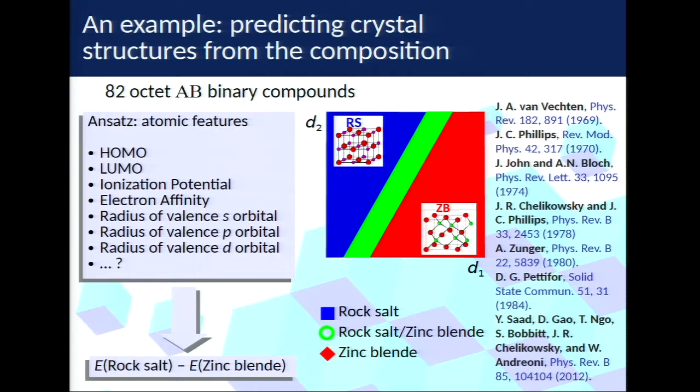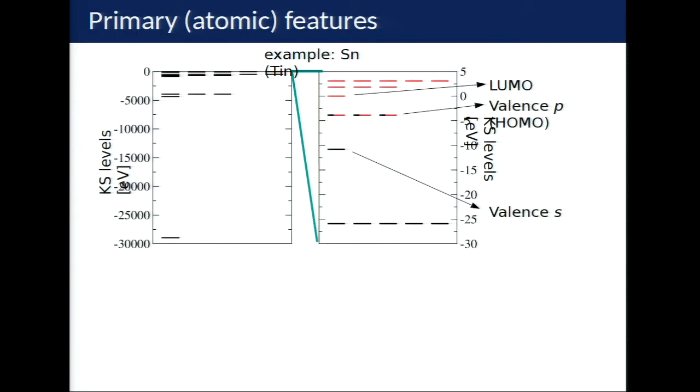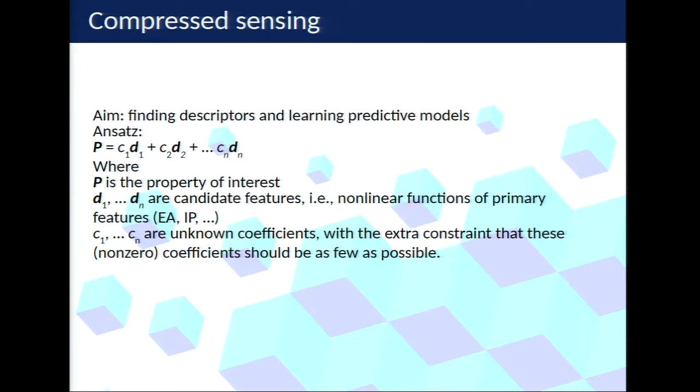I skip, very quickly, what are the Kohn-Sham values here. So 14, we focused on the valence Kohn-Sham levels. S and P, and these are the orbitals, and we took the radius where the orbital is maximum. Okay, and the method we used was expanding the property over basis function, as I have been saying. The basis function, this is where the symbolic regression comes, are nonlinear function of this input that we fancied.